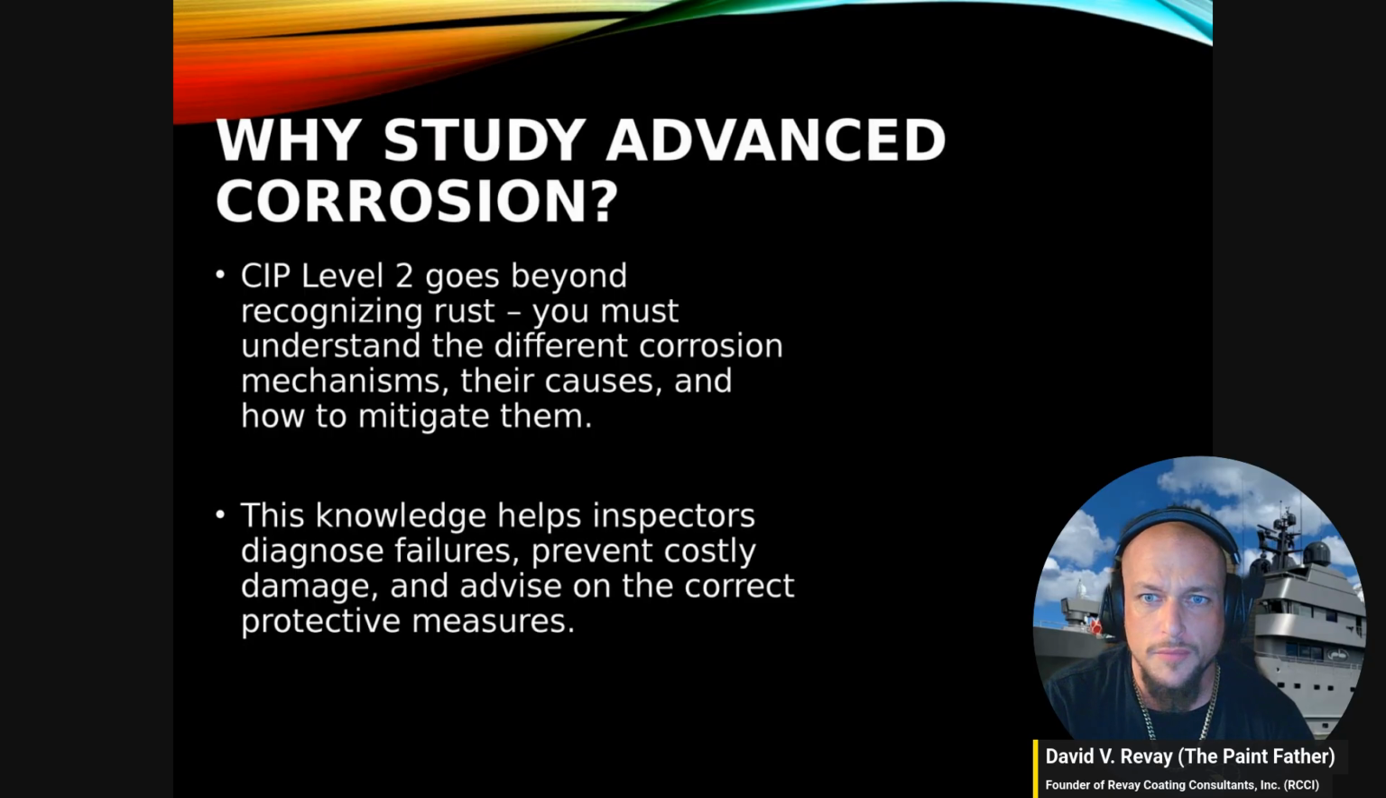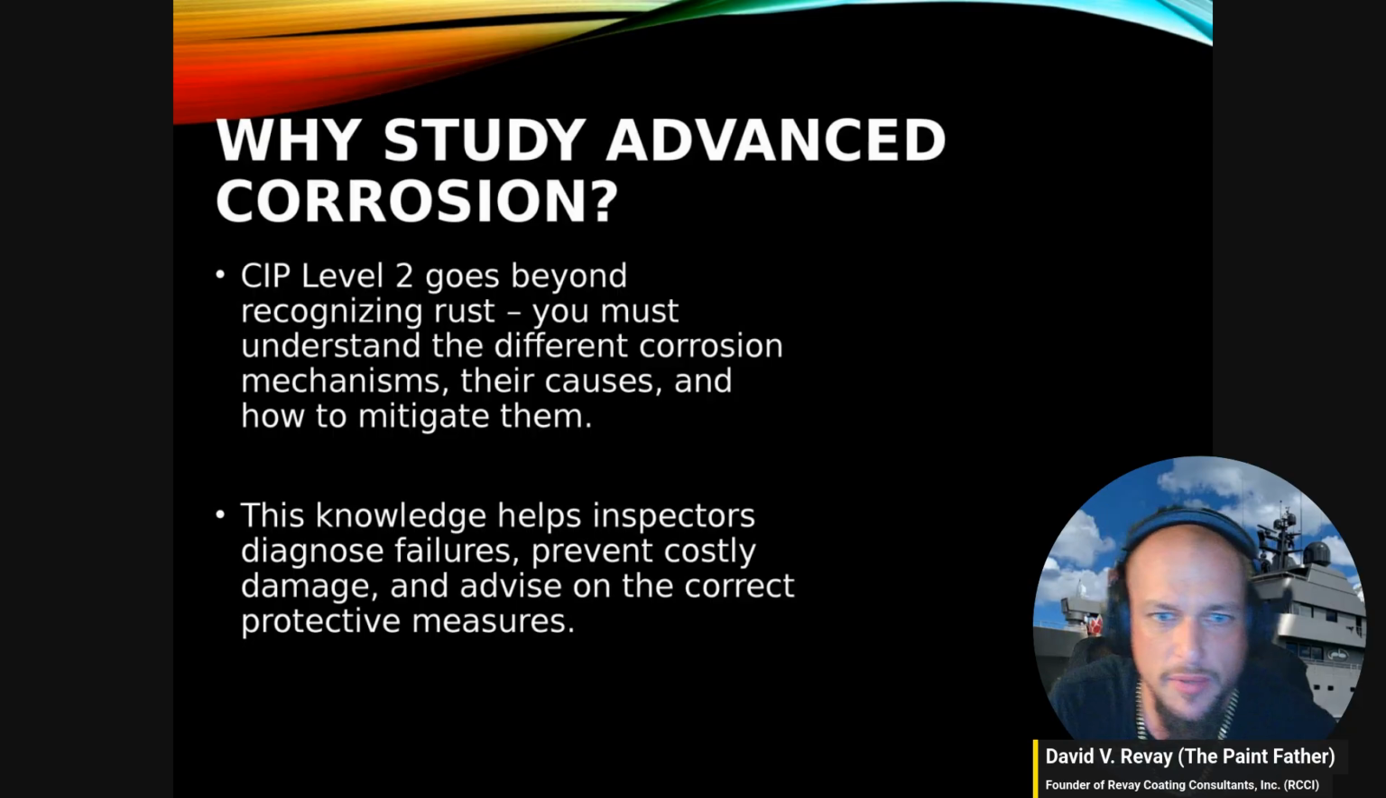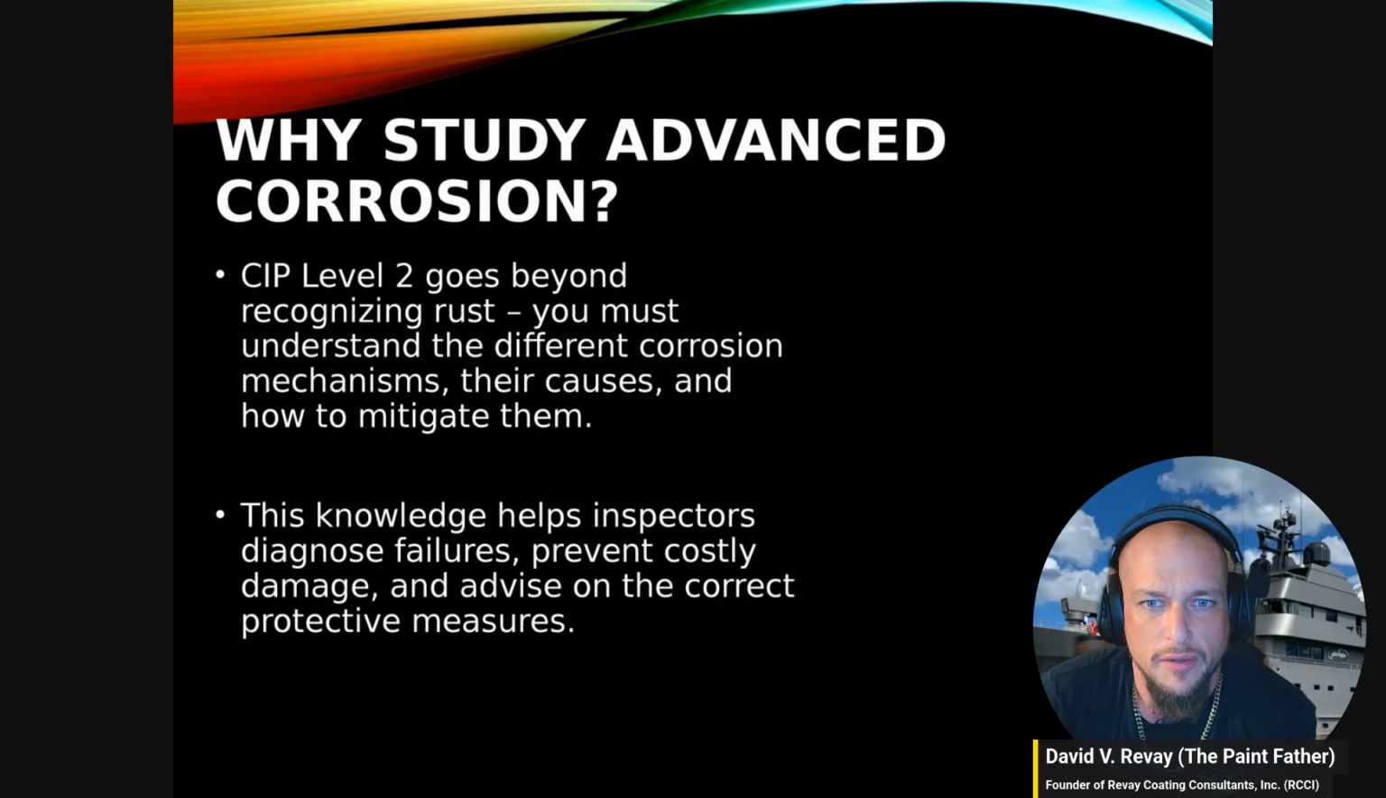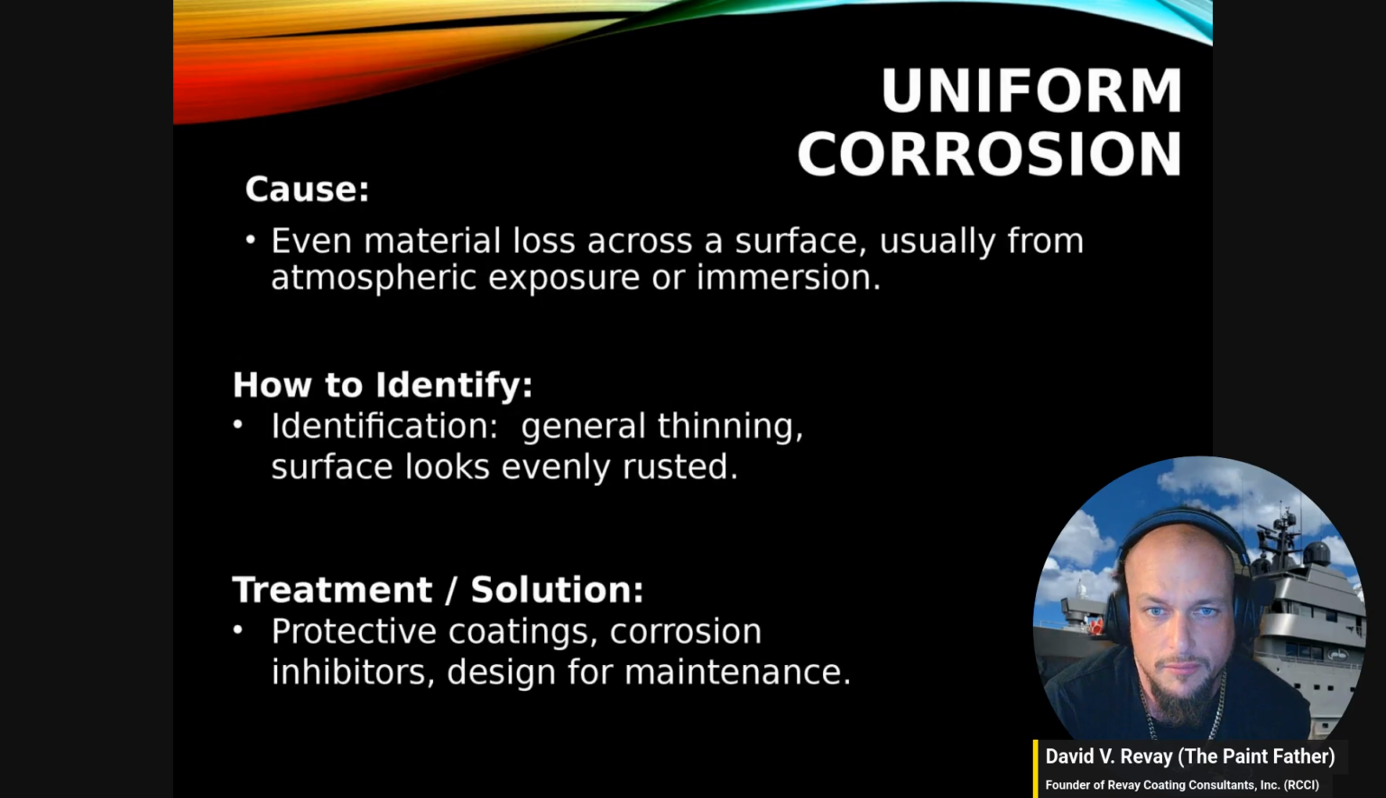But why study advanced corrosion? CIP level 2 goes beyond recognizing rust. You have to understand the different corrosion mechanisms, what causes them, and how they work, and ultimately how to prevent them or repair them. So this knowledge is going to be useful for anybody that's going to be dealing with this stuff.